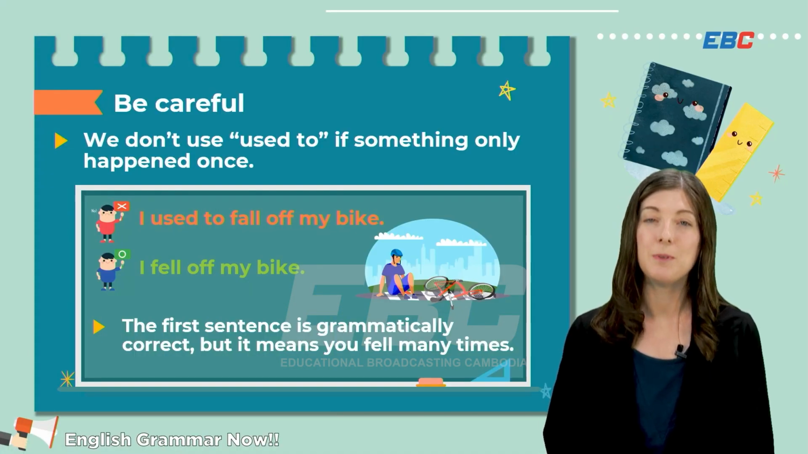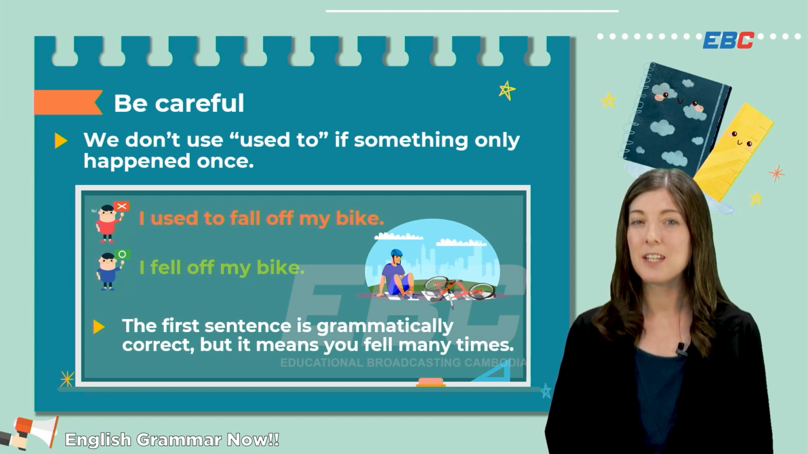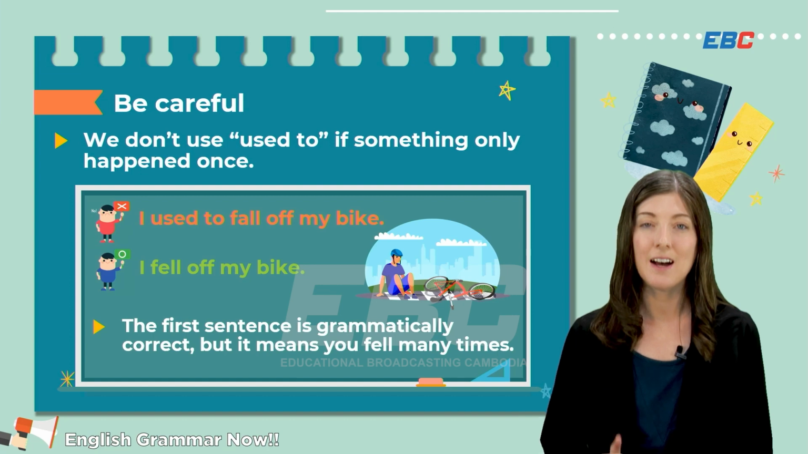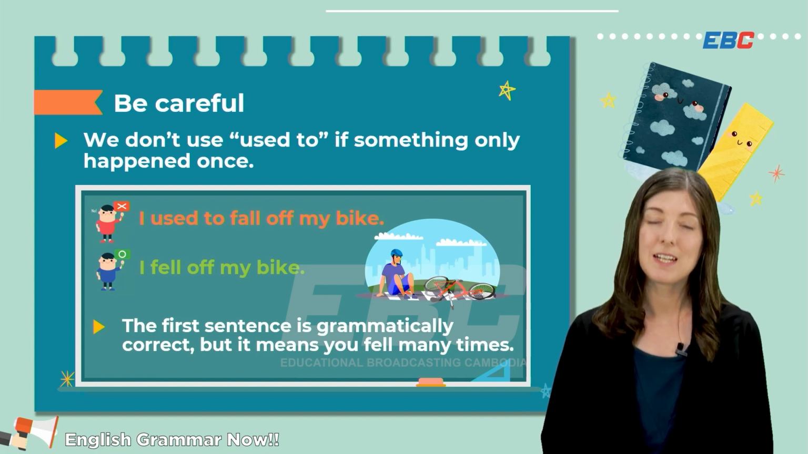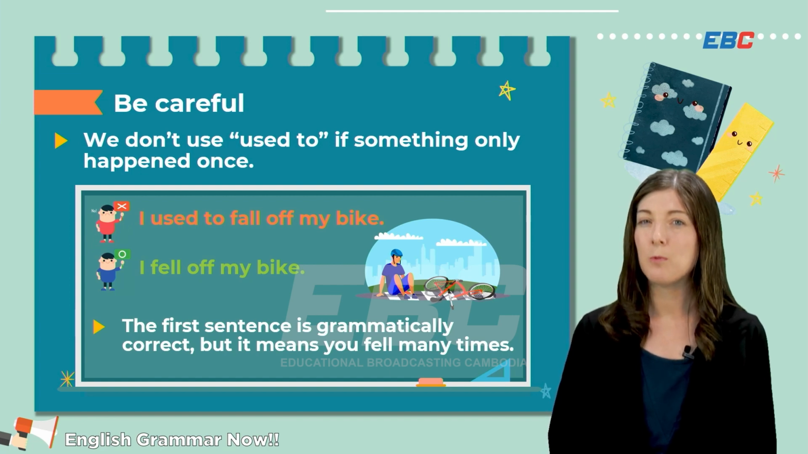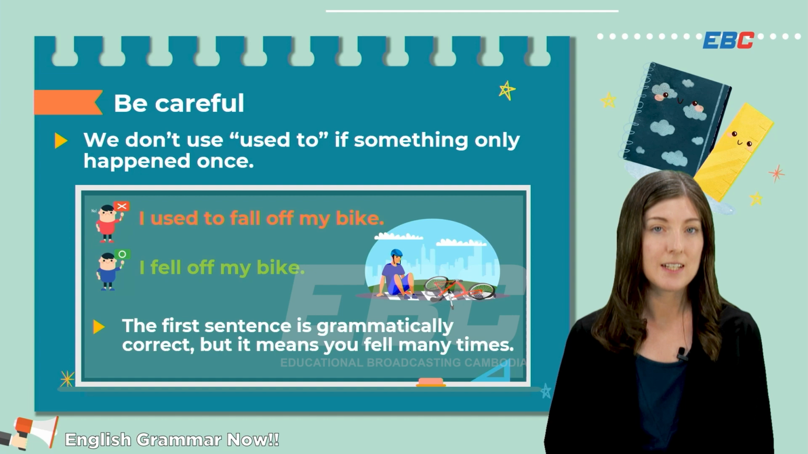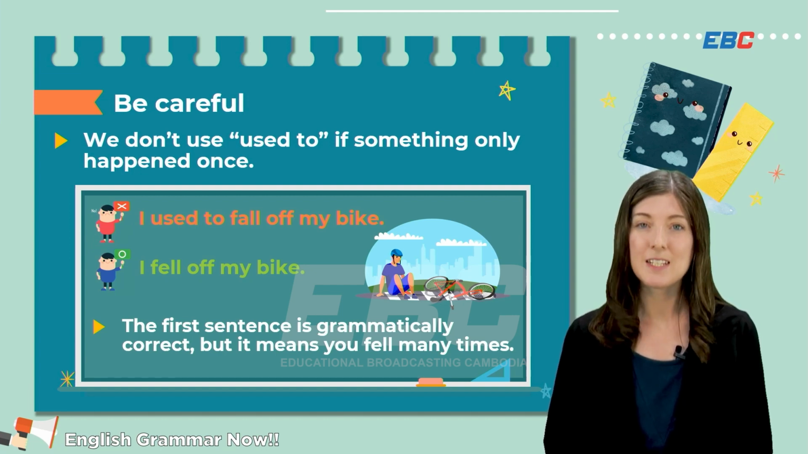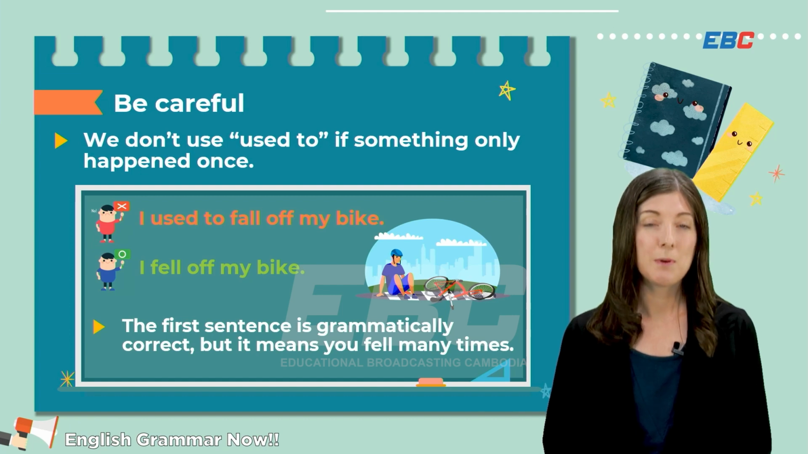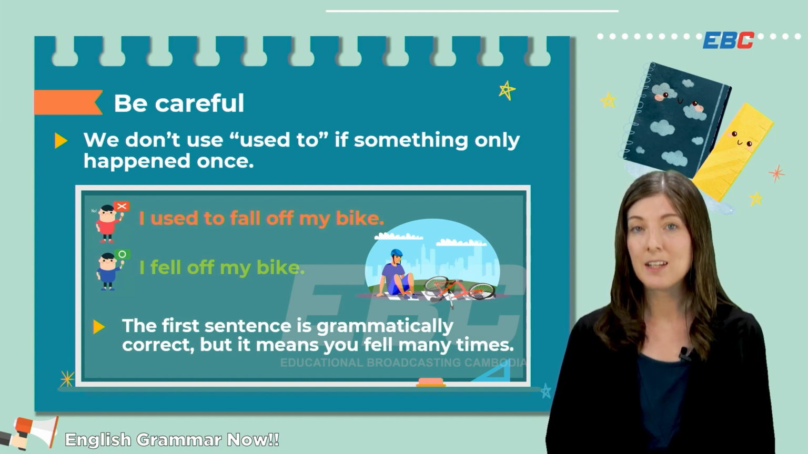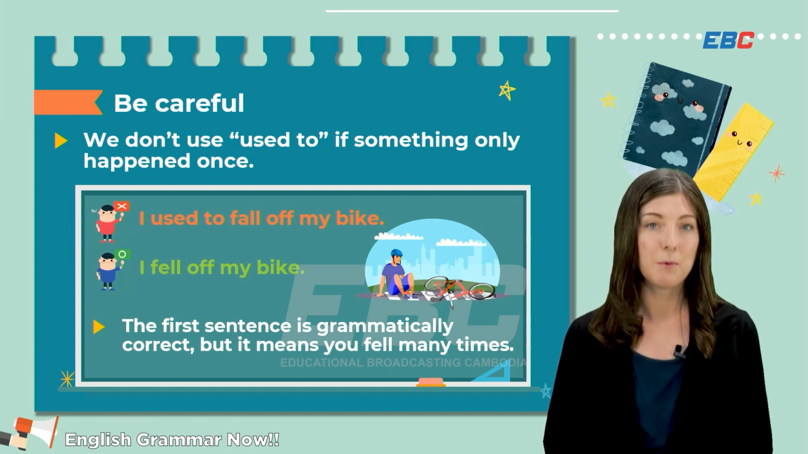One thing we need to be careful of is using "used to" if something only happened one time. We could make a sentence, I used to fall off my bike. There's nothing wrong with the grammar in this sentence. It's totally correct. However, the meaning isn't correct. Probably, we should say, I fell off my bike, using the past simple.